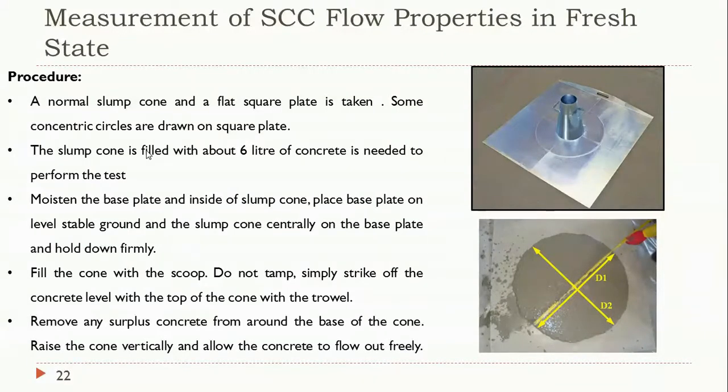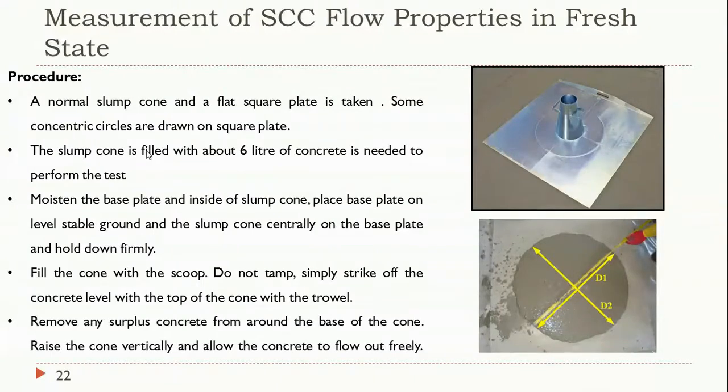Just take 6 liters of concrete and fill inside the slump cone, and after filling, at the top layer we have to neatly strike off the concrete level with the help of a trowel. Then any surplus concrete surrounding the slump cone, we have to remove it. We have to clean it. Once after cleaning, we have to lift the slump cone. Once we lift the slump cone, the concrete will flow.